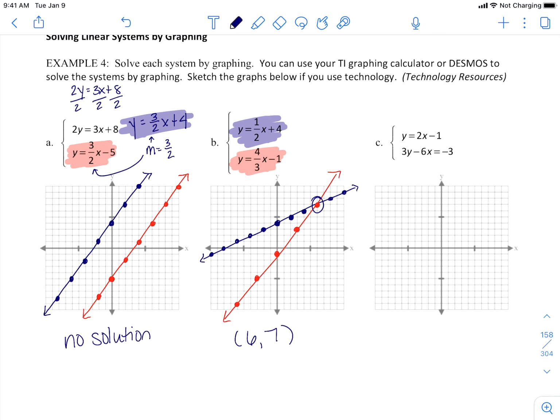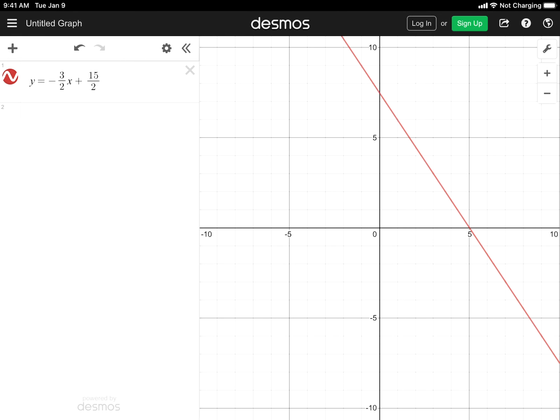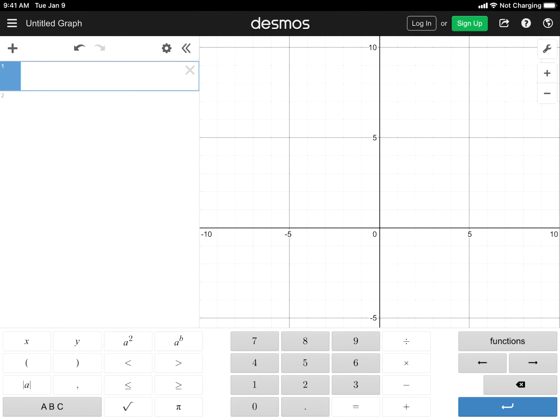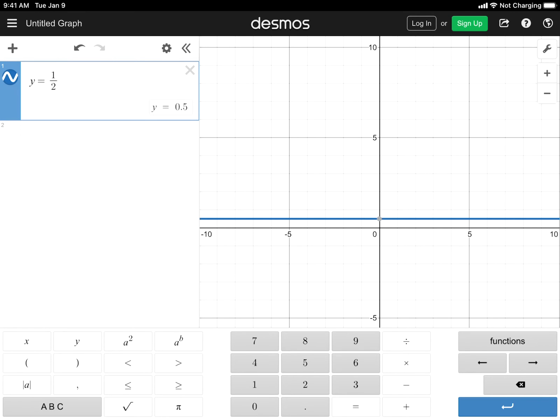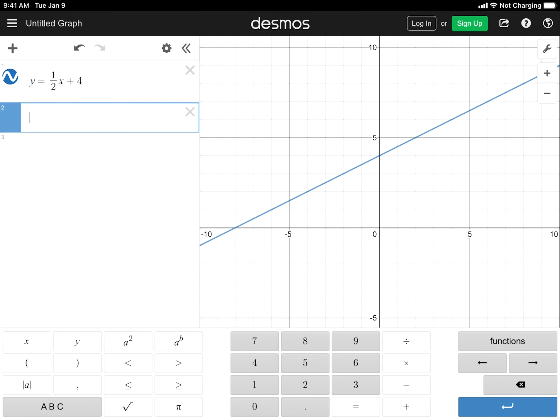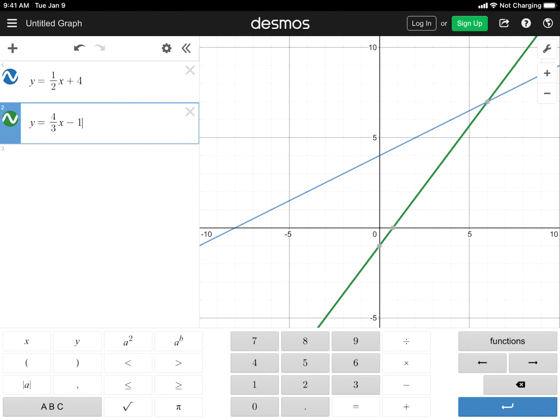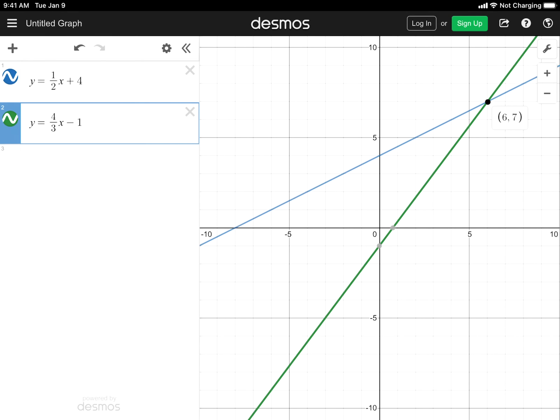And again, I'll show you how you can verify this using Desmos. Clear out these graphs we had. So if I enter the equations, we have y equals 1/2 x plus 4, and then y equals 4/3 x minus 1. And then if we just tap the point there, we can see the intersection point is 6, 7, as we had found.